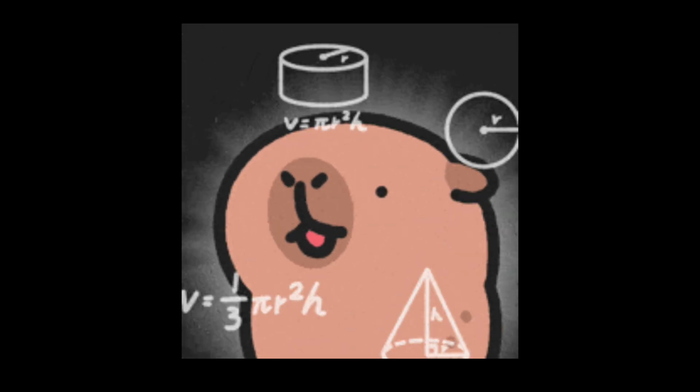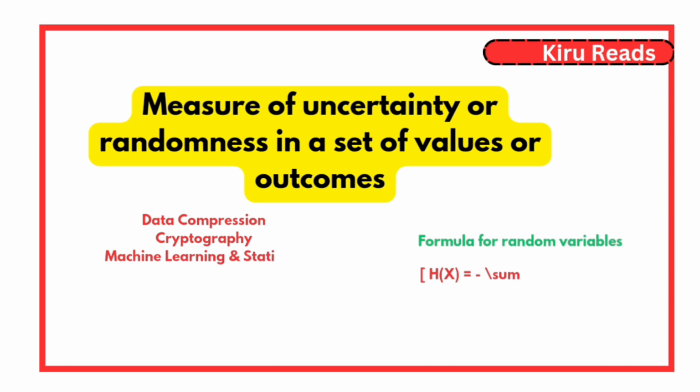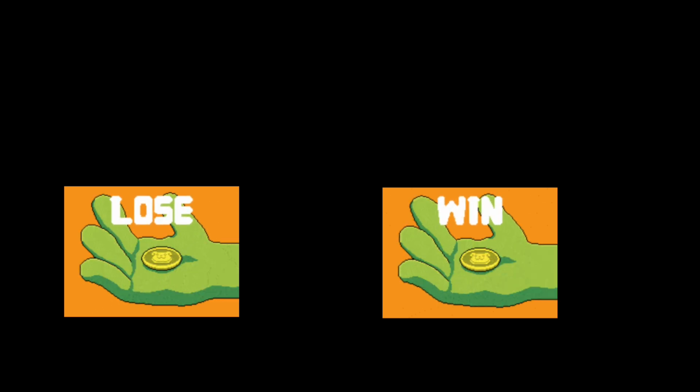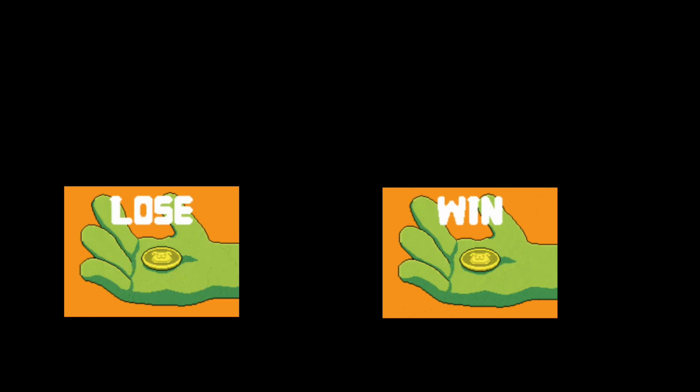Information theory, a branch of applied mathematics and electrical engineering, helps us quantify and understand these uncertainties. At the heart of this field lies a key concept known as Shannon entropy. So, what is Shannon entropy?